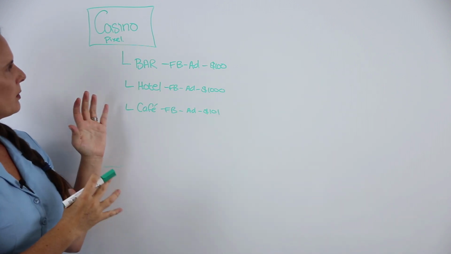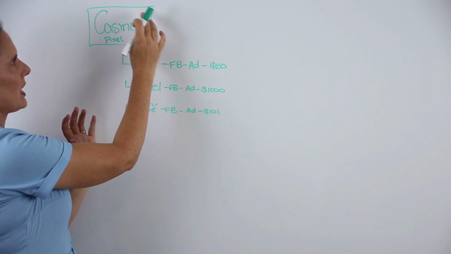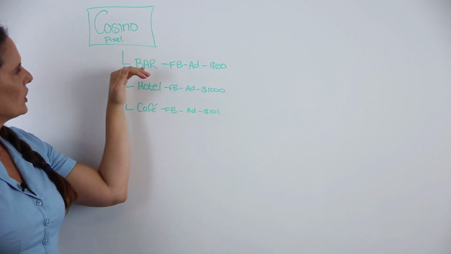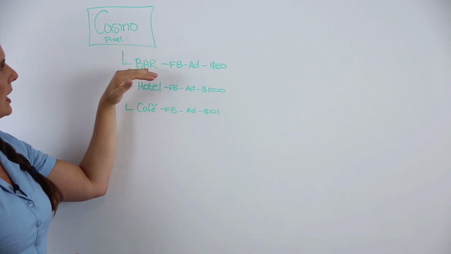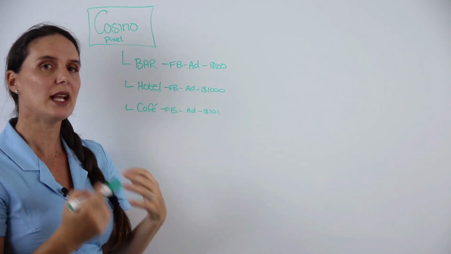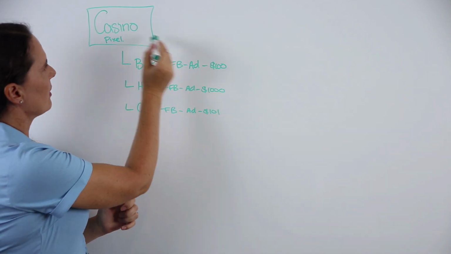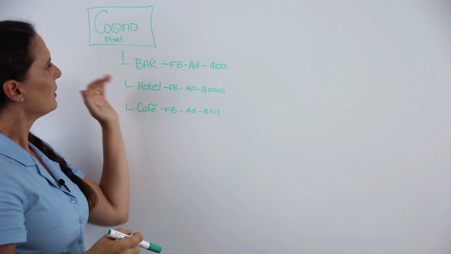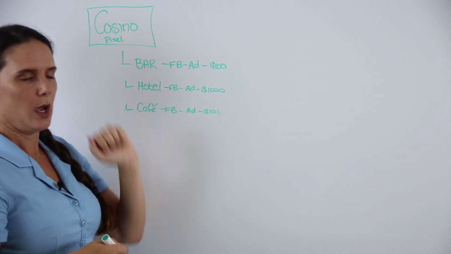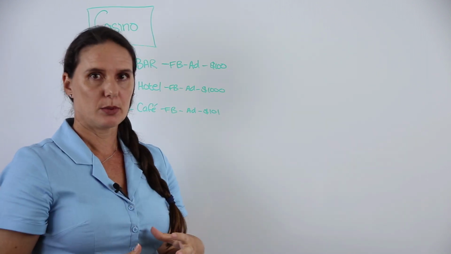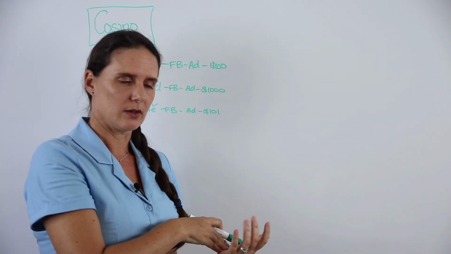So what we're going to be able to do is use all the information that's coming through this pixel to retarget ads from the bar, from the hotel, and to the cafe to those people. So it makes sense that each ad account links to that one pixel. So there's an example of multiple ad accounts, one pixel. But why would you potentially have multiple pixels connected to one ad account?